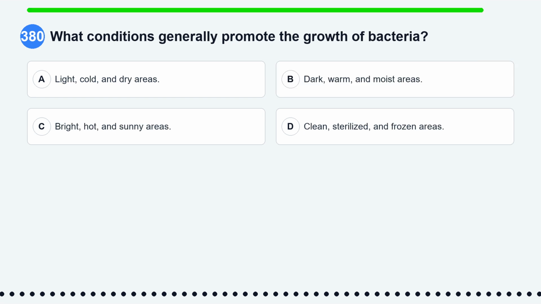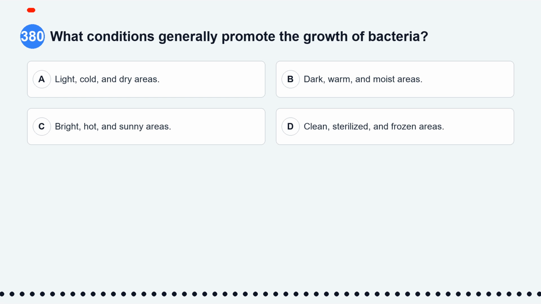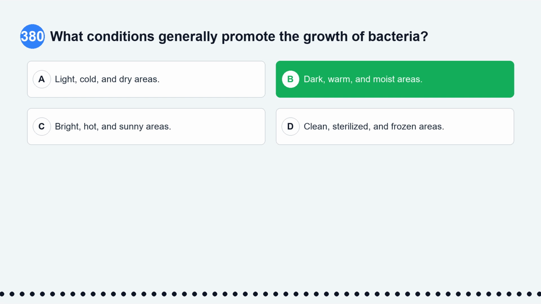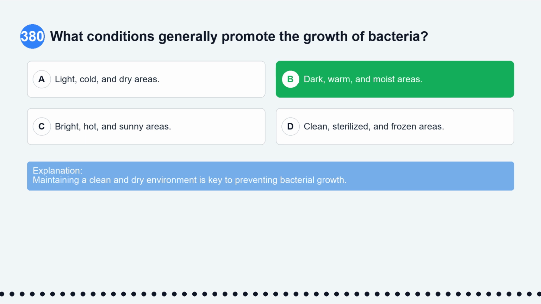Question 380. What conditions generally promote the growth of bacteria? Option A, light, cold, and dry areas. Option B, dark, warm, and moist areas. Option C, bright, hot, and sunny areas. Option D, clean, sterilized, and frozen areas. The correct answer is option B, dark, warm, and moist areas. Maintaining a clean and dry environment is key to preventing bacterial growth.